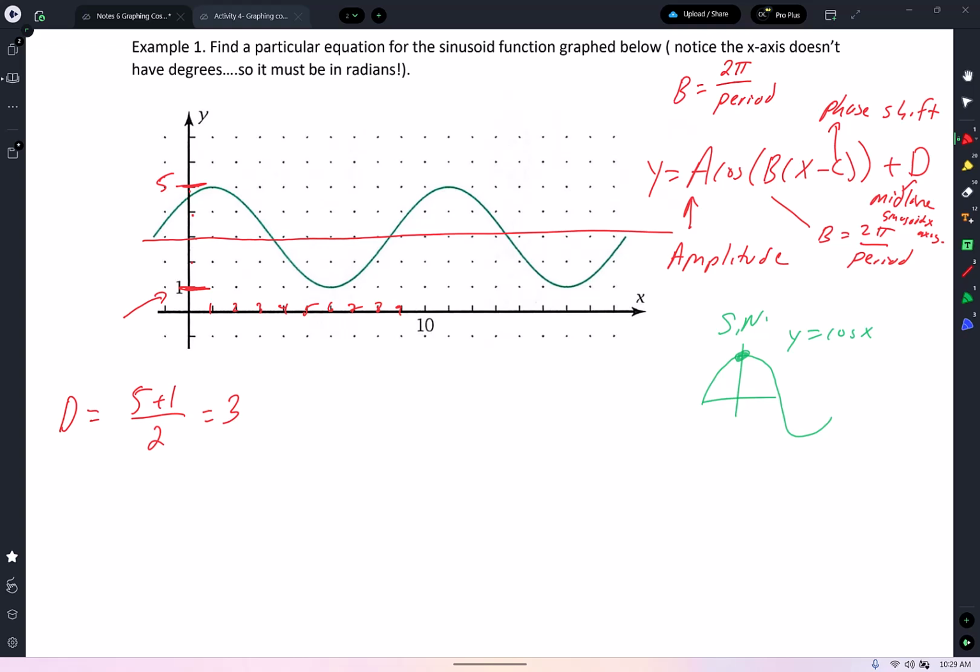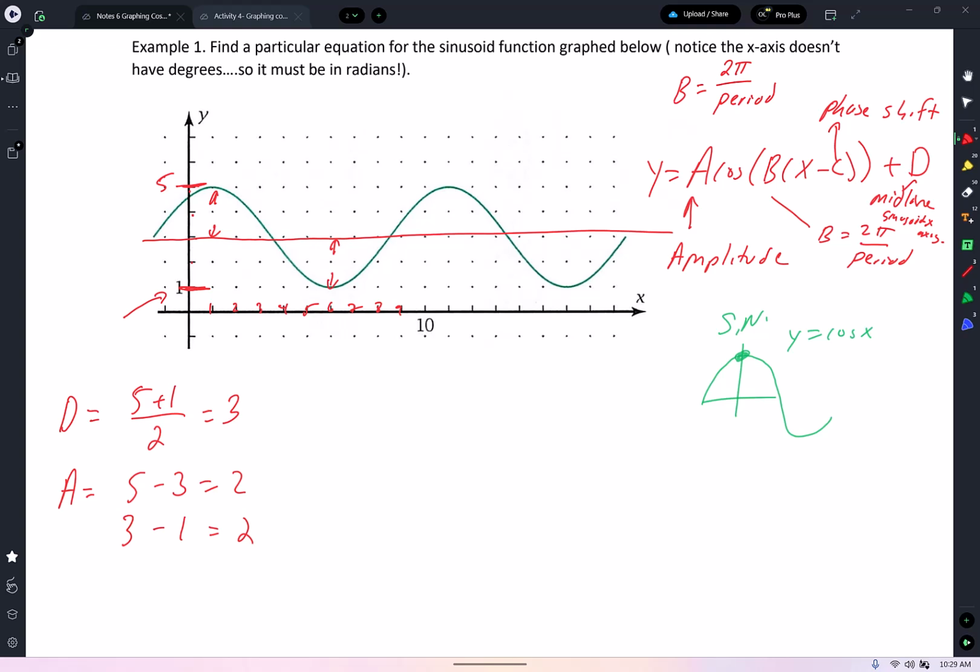Nothing crazy. Okay, next in line is your amplitude. The amplitude is this gap, the distance from the high to the midline, or the distance from the midline to the low, the difference. So you can either say 5 minus 3, which is 2, or you can say 3 minus 1, which is also 2. Both of them are the same. Are we okay? Perfect. We got the A, we got the amplitude, we got the midline.